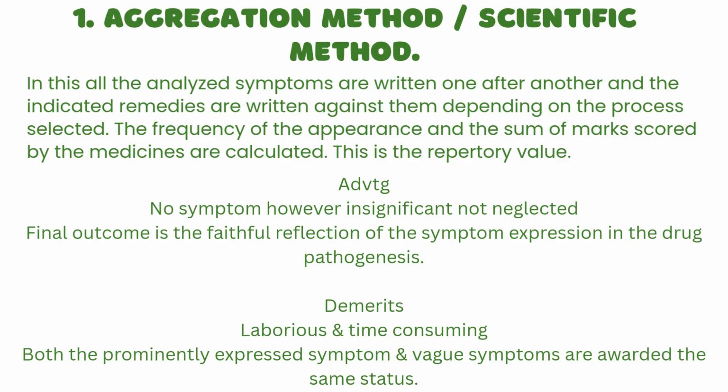The frequency of the appearance and the sum of marks scored by the medicines are calculated. This is the repertory value. Advantage: no symptom, however insignificant, is neglected. The final outcome is the faithful reflection of the symptom expression in the drug pathogenesis. Demerits: laborious and time-consuming. Both the prominently expressed symptoms and vague symptoms are awarded the same status.